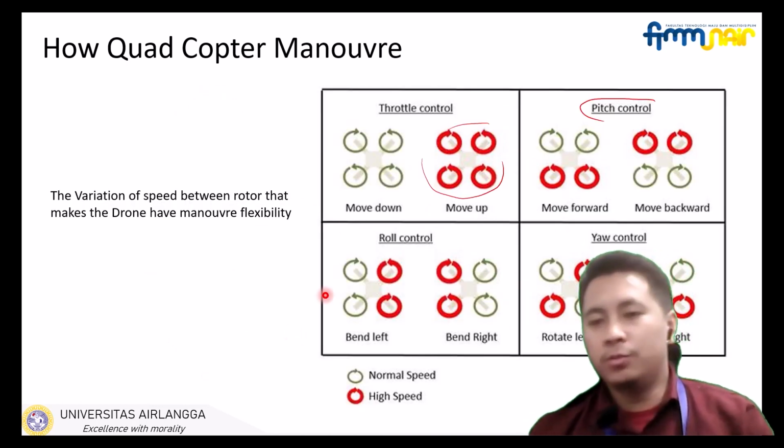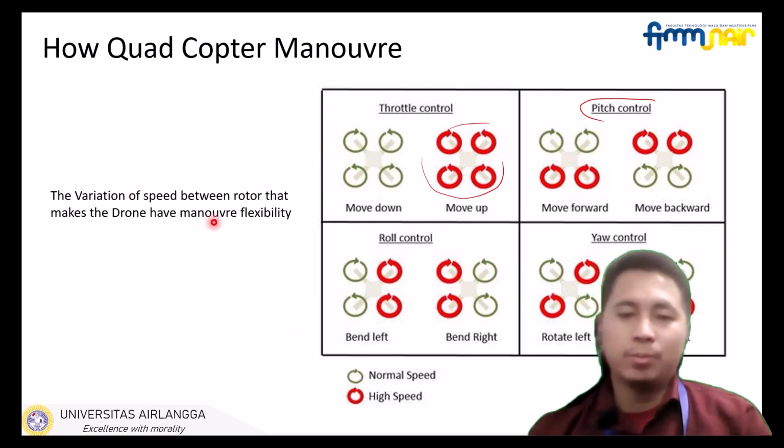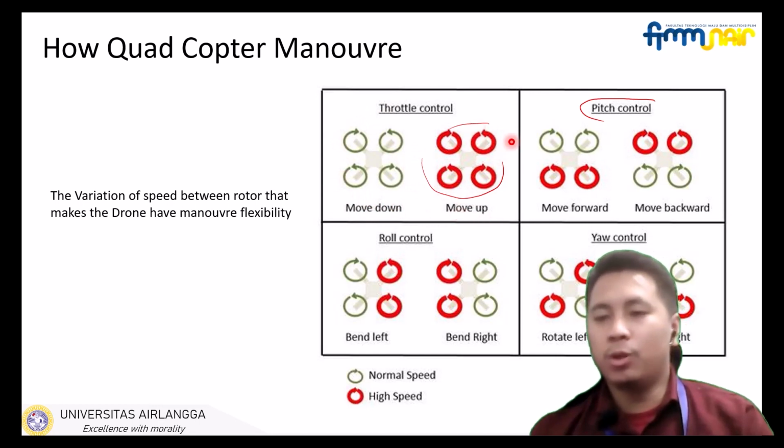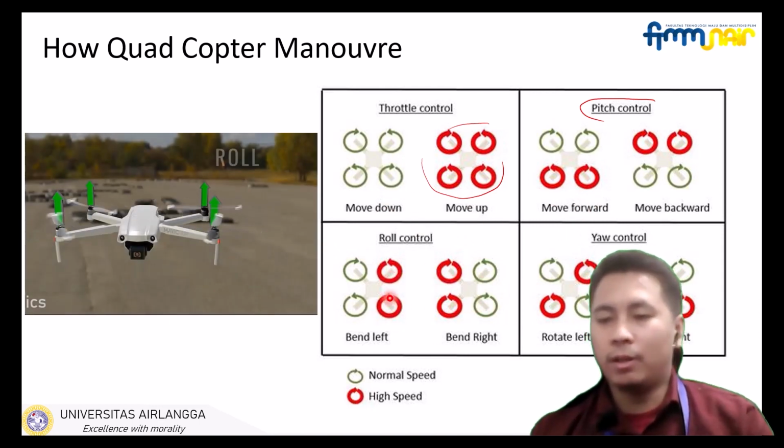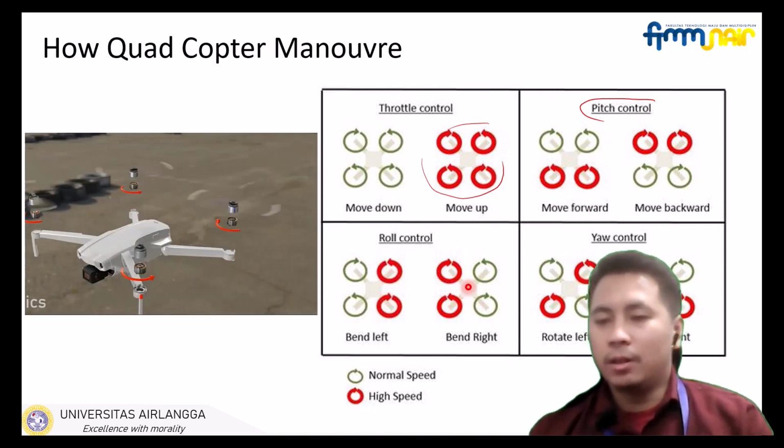And how does a quadcopter maneuver? Through the variation between the rotors. If we want to move down, just lower the speed; higher the speed if you want to move up. To move forward and backward, just vary the front and back rotors. Roll control is the same, only with the left and right motors.